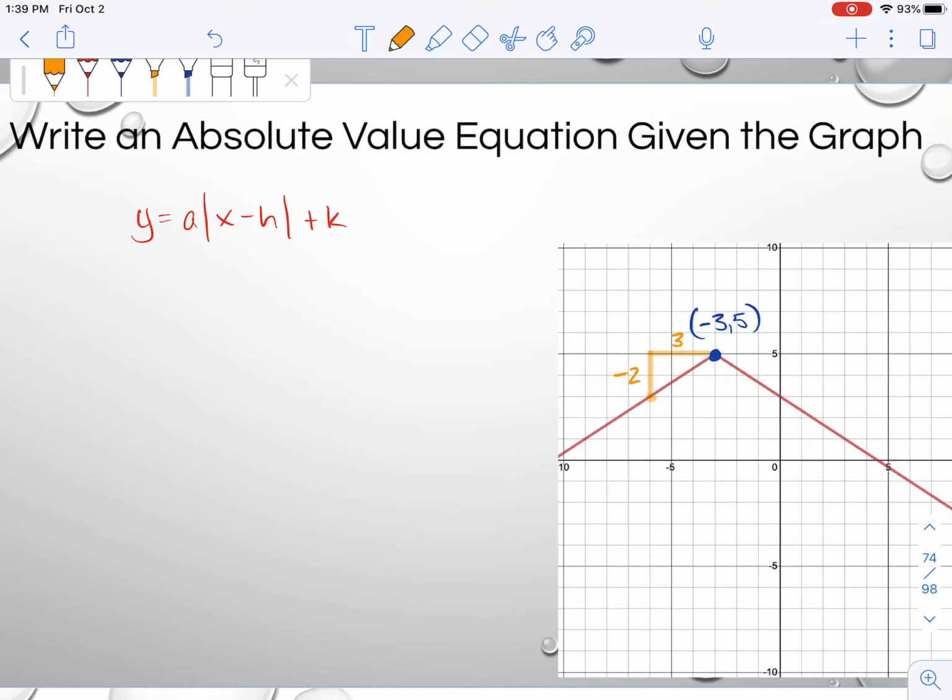So since it's going down 2 and over 3, you can think about the slope here, right? A then has to be negative 2/3, okay? My h and k vertex is going to be -3 and 5 for h and k. And I'm simply going to substitute in, and we're going to have y equals negative 2/3 times the absolute value of x plus 3, plus 5.